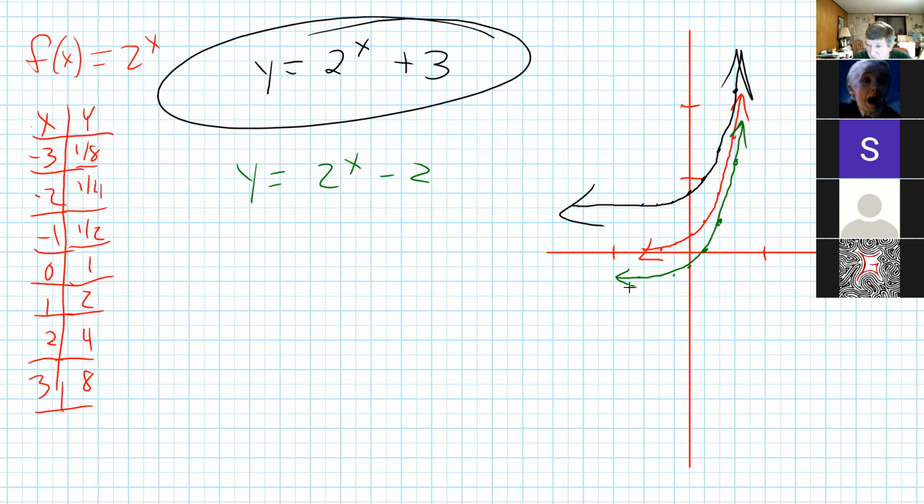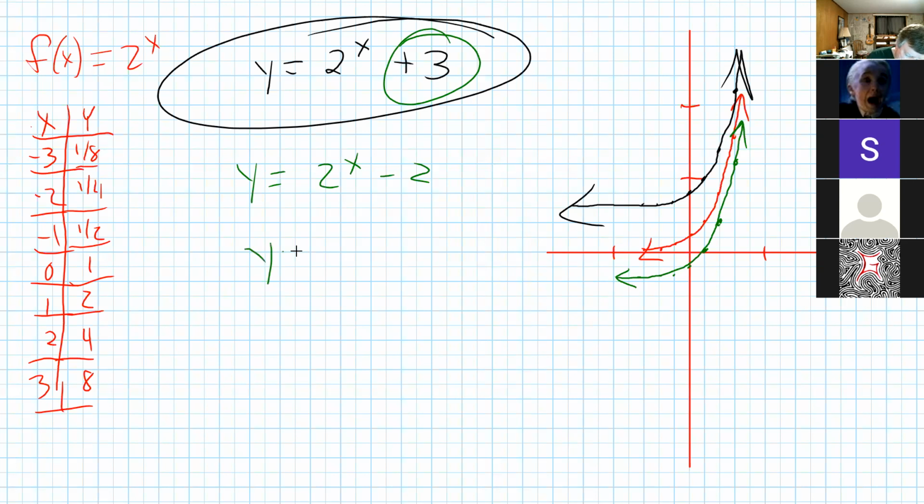Now your domain's all real numbers. Your range is greater than -2. Your y-intercept is at what? -1. And in this case, you have an x-intercept, don't you? So when you start messing with things and shifting them up and down, then it changes things like the range and the intercepts and whatnot.